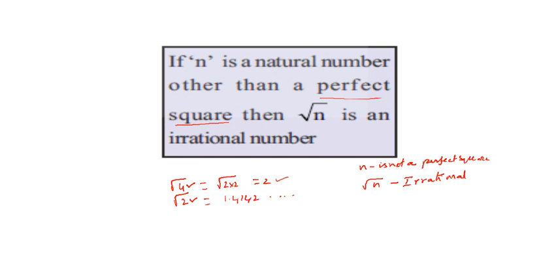That is written in English. If n is a natural number other than a perfect square, then root n is an irrational number. It will definitely be an irrational number.